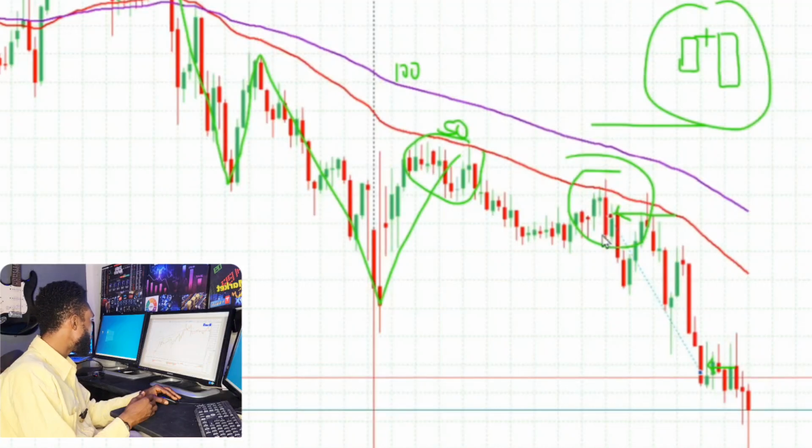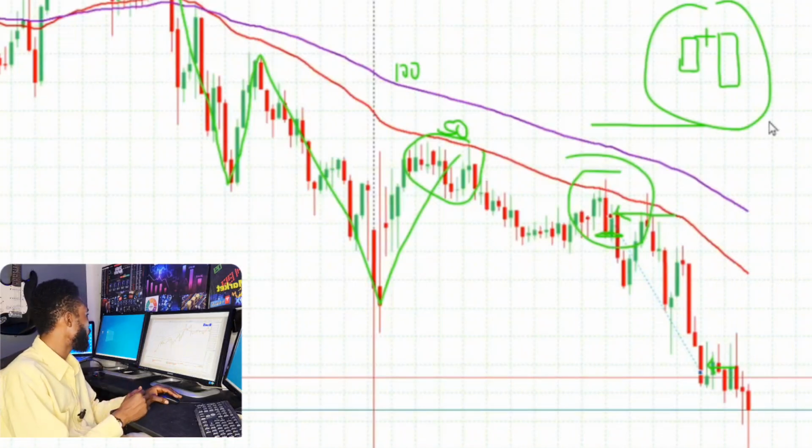So I should have entered here at the close of this candle, but the candle was too large, so I wanted to wait for a little discount. I waited for the market to move back a little, and then I placed my sell order and entered. So instead of entering immediately here, you can also wait for the market to come back a little, and then you place your order at the zone.